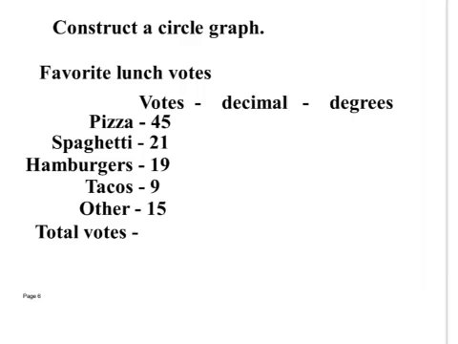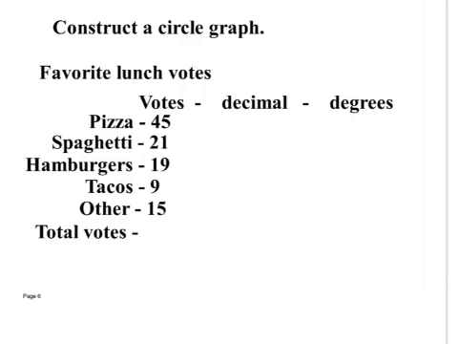All right. So you need to write this down. We are going to construct the circle graph. The first thing we need to do is convert all of the votes into a percentage. Then find out how many degrees of that circle it's going to take up. So write this down.